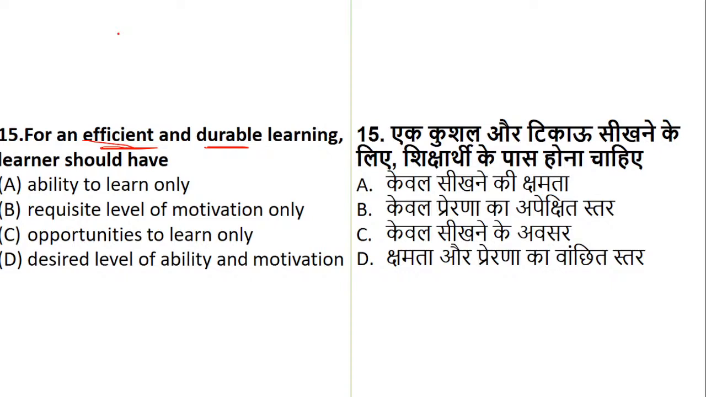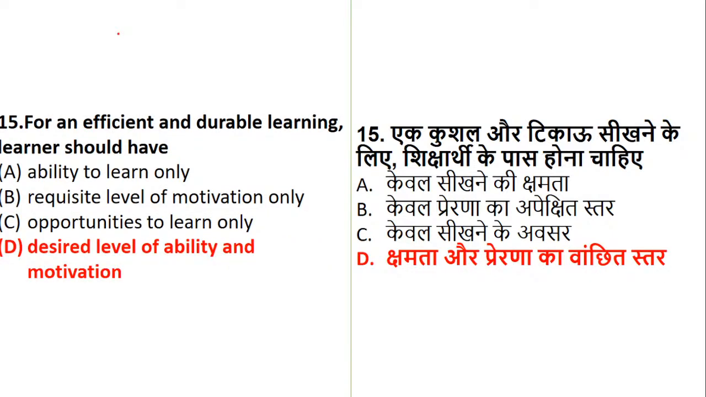Great. So yes, in order to bring efficiency and durability, a learner should have both. That is a level of ability, competency, capability, as well as motivation. Very good. I hope it is very clear, because in all the three options, only one option was given. Only the option number D said that abilities also should be there and motivation should also be there. Fine. Requisite, it means which is required. A prerequisition, which is a must. In easiest language, which is must.